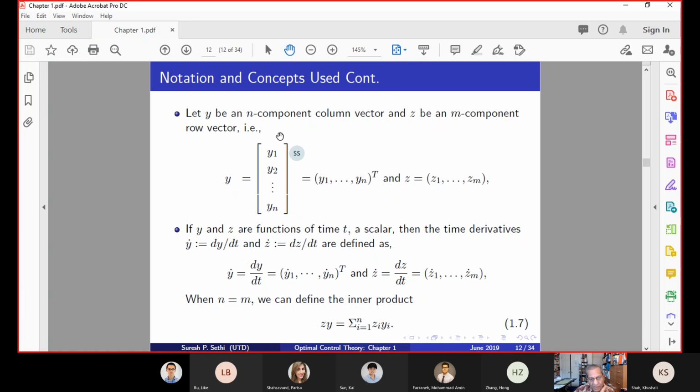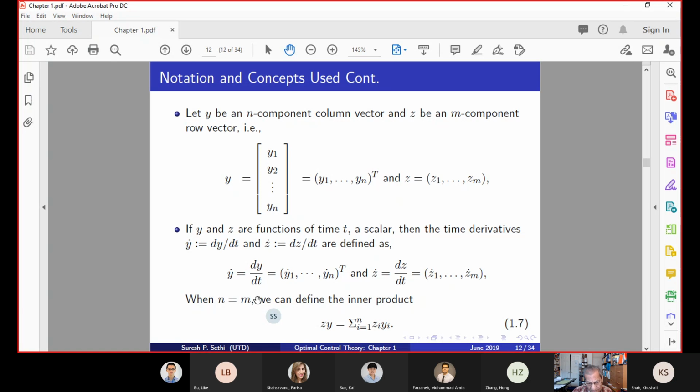Good. So, very quickly, this is a column vector. It can also be written as a transpose of this, so I can write a column vector like this. And this is a row vector. Okay? And if I take the derivative of a column vector, it will be a column vector. If I take the derivative of the row vector, it will be a row vector. Okay? So far, so good.